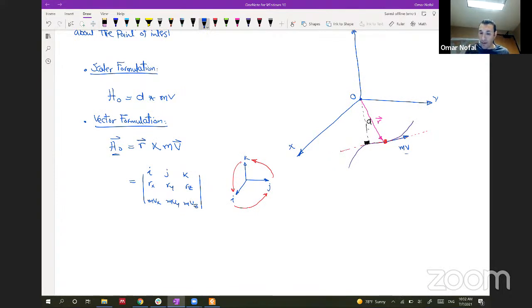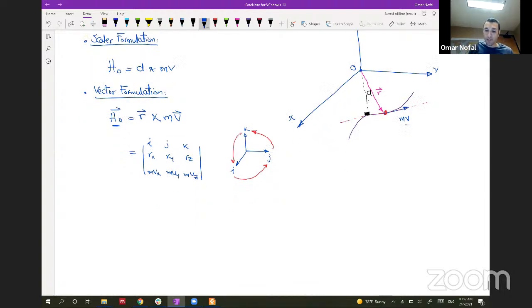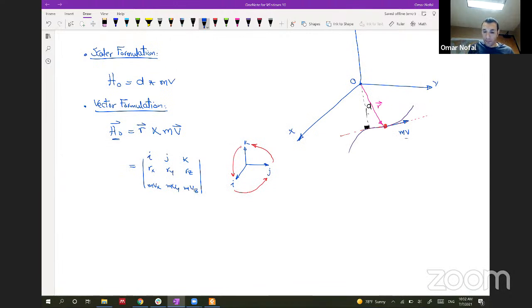So let's assume that you have this R vector, and this is the mv vector. If you multiply these two vectors by each other, you can use two things to define the direction. So right now, you will have the direction of the R vector, which is the first one, in the direction of your thumb.